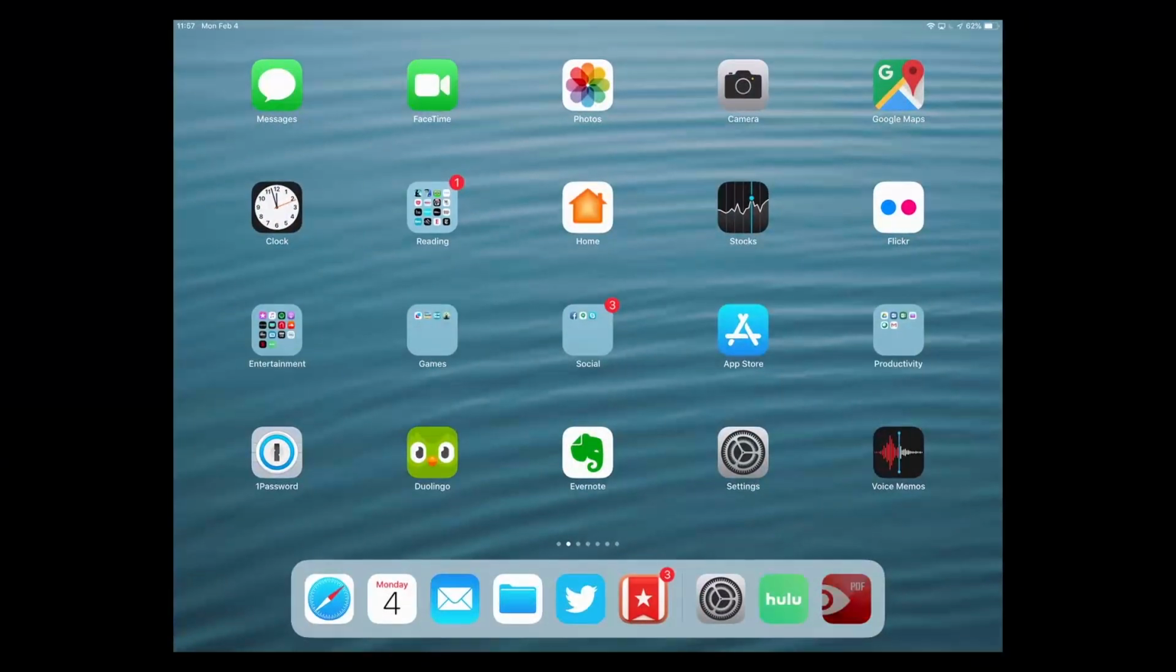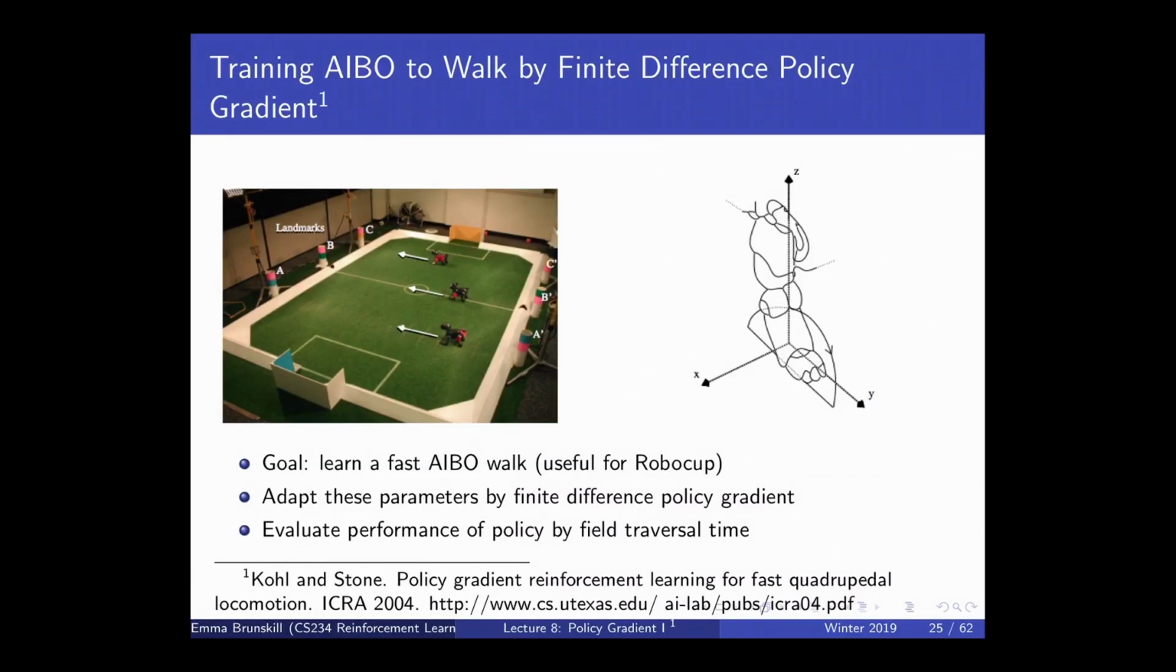Peter Stone has been a leading person in RoboCup for a long time, and their goal was simply to learn a fast way for these AIBOs to walk, and to do it by real experience. And data is really important here because it's expensive. You have these robots walking back and forth and you want them to very quickly optimize their gait, and you don't want to have to keep changing batteries and things like that. So you really want to do this with very little data.